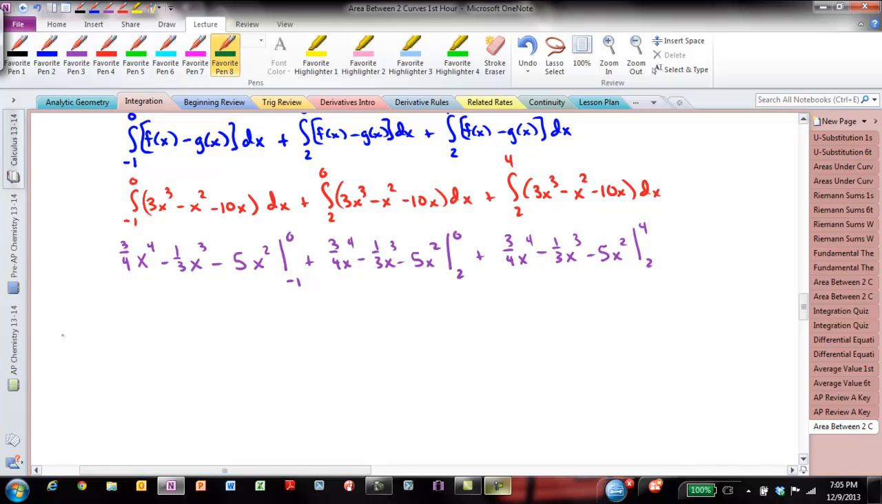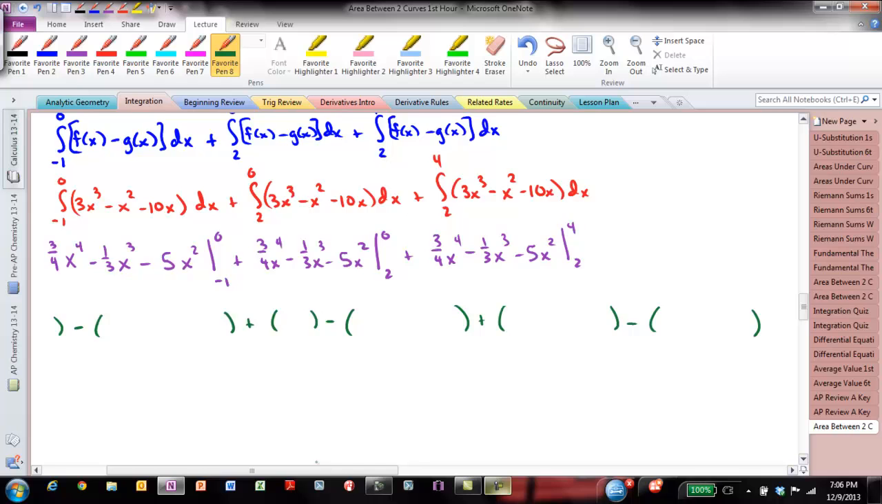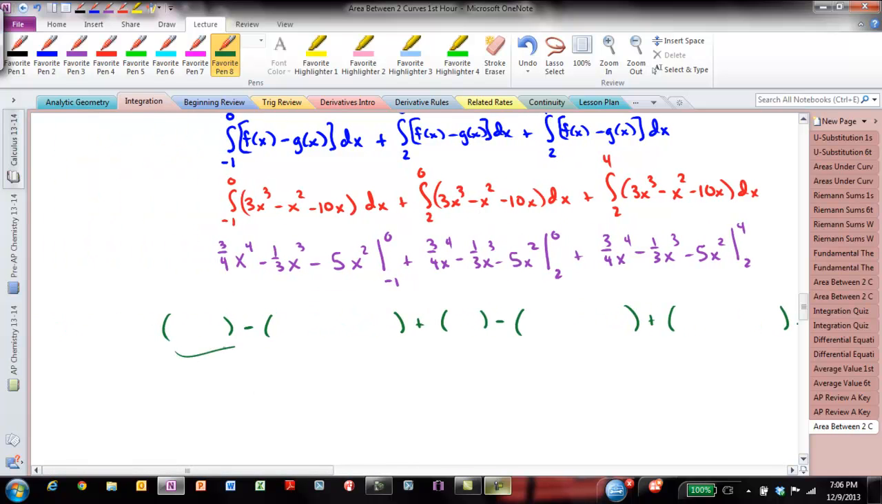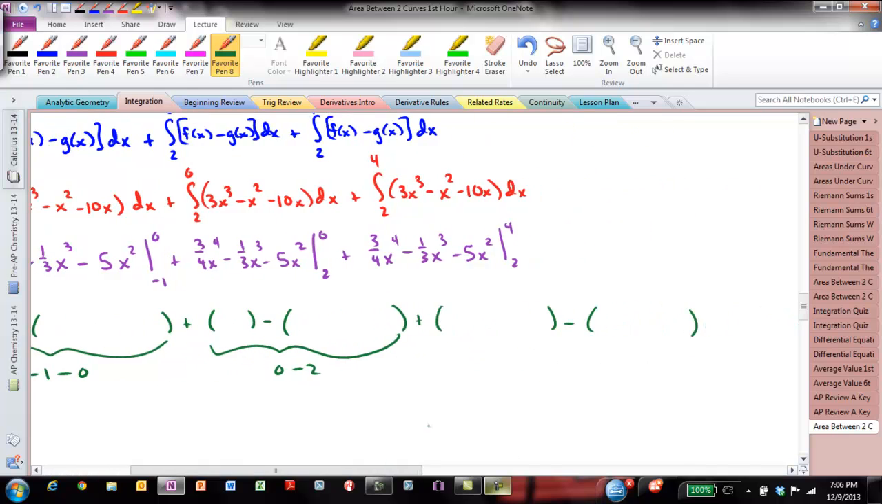Alright, so now comes the fun part with all the numbers. And these numbers aren't too horrible. 1s and 2s and 0s. The 4 is going to be a bit of a pain, but we talked about this the other day about where AP lets you stop. But I'm just going to set up all my parentheses. So this first set of parentheses is for negative 1 to 0. This is from 0 to 2. And the last setup is from 2 to 4.